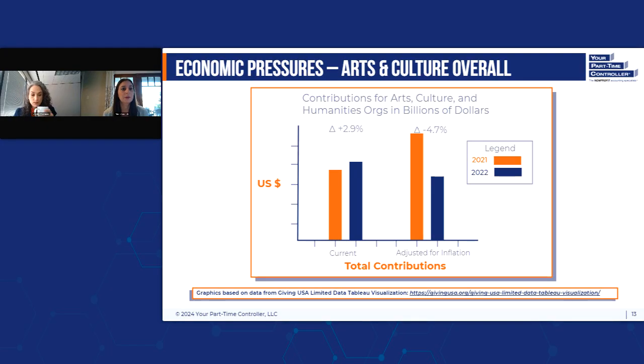So here's another interesting statistic. These numbers came per Giving USA. Total contributions to the arts and culture sector grew by almost 3% in 2022, but declined by almost 5% when you adjust for inflation. So it may be deceiving when we see our giving increasing in dollar amount, but it's not really buying us anything more. This is why your contributed revenue can increase, but still feel like it's declining.